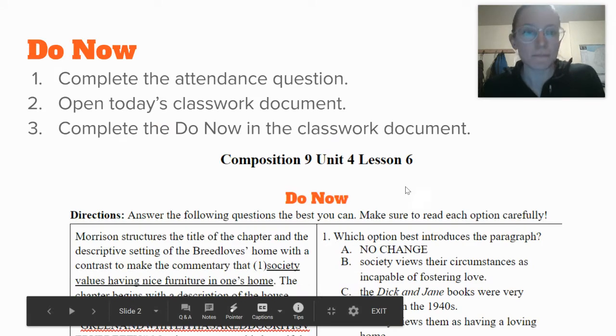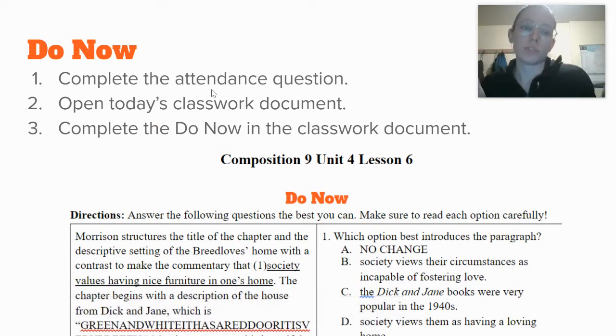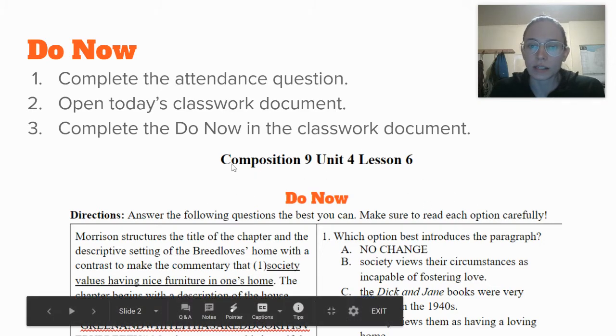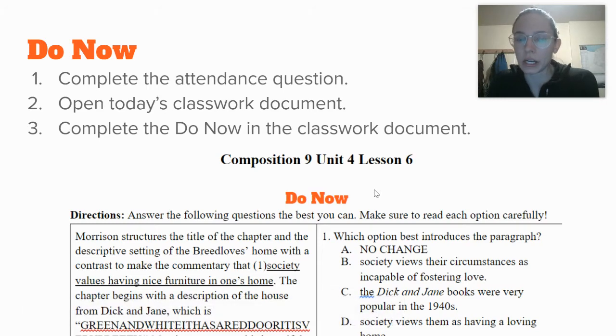So let's get started. All right, so you are going to right now do the do now, which is to complete the attendance question. Open today's classwork document. Today is February 2nd. Open up that document, and you are completing this do now in that document. So take about 10 minutes, pause the video right here, take about 10 minutes to answer those questions as best you can.